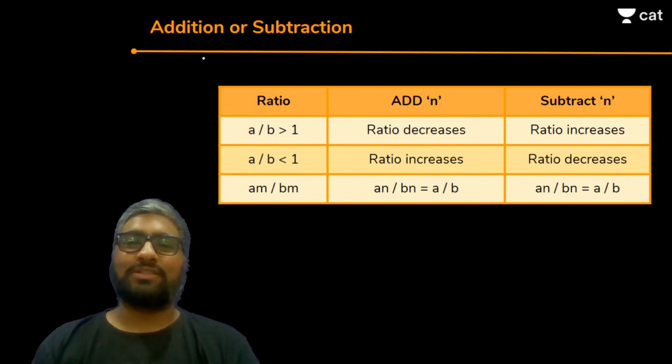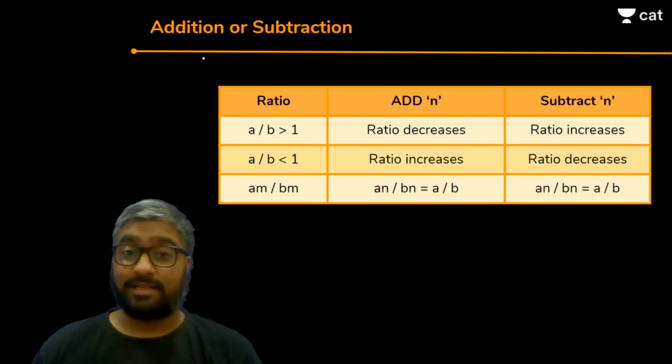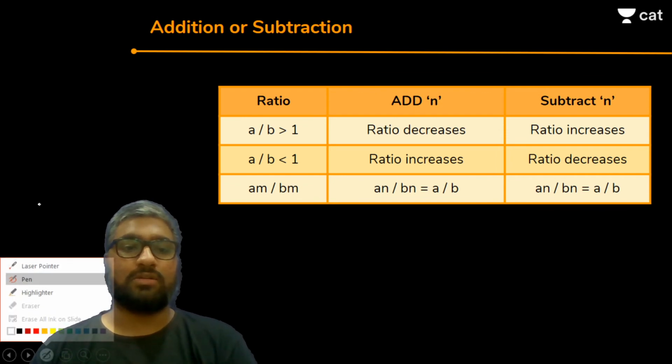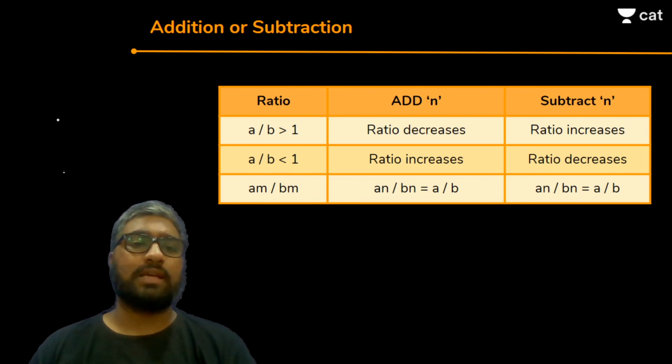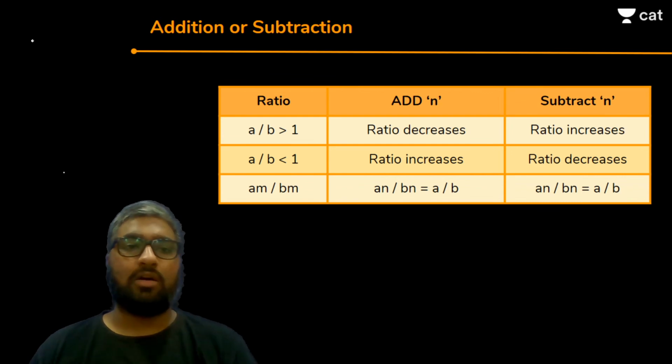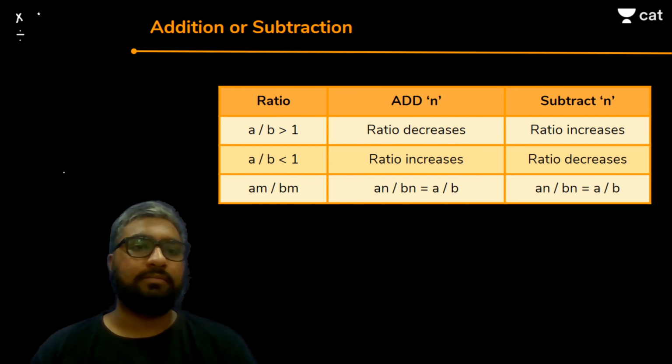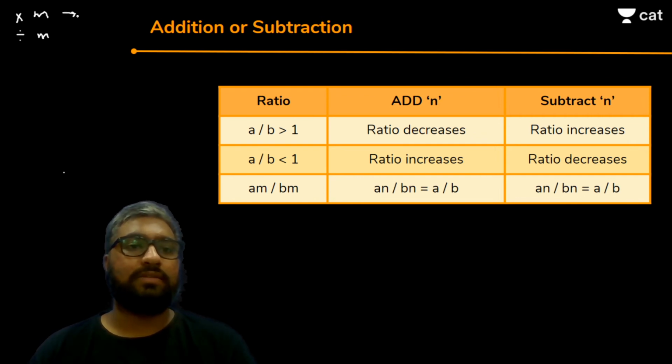Now let's move on to different operations that you can do on a ratio, right? On a set of ratios, what you can do is multiply or divide by the same number, let's say m. The ratio will remain the same. So if it's a is to b, then the ratio will still be a is to b only, even if you multiply m to both or divide m to both, correct?